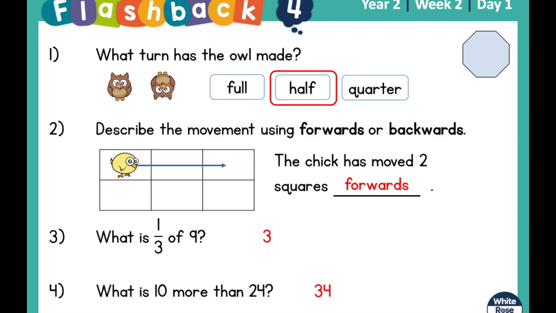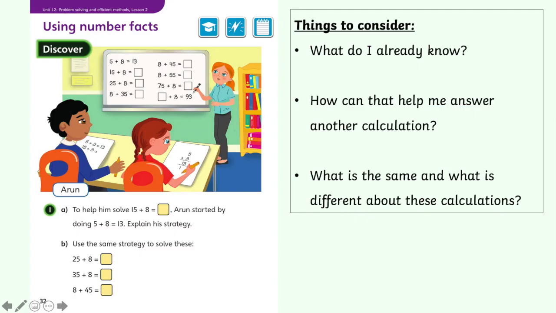Let's jump into Power Maths for today then. Here is your Discover for today. So we're thinking about using number facts. And your question today, you can see the teacher has written on the board some calculations. And we've got Aaron, who's sat down here. He's having a look at these calculations. And question 1 says this: to help him solve 15 plus 8 equals something, Aaron started by doing 5 add 8 equals 13. Explain his strategy.